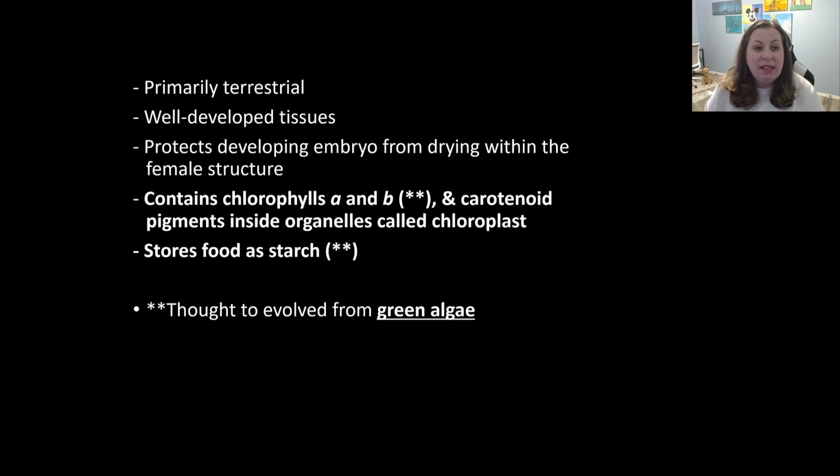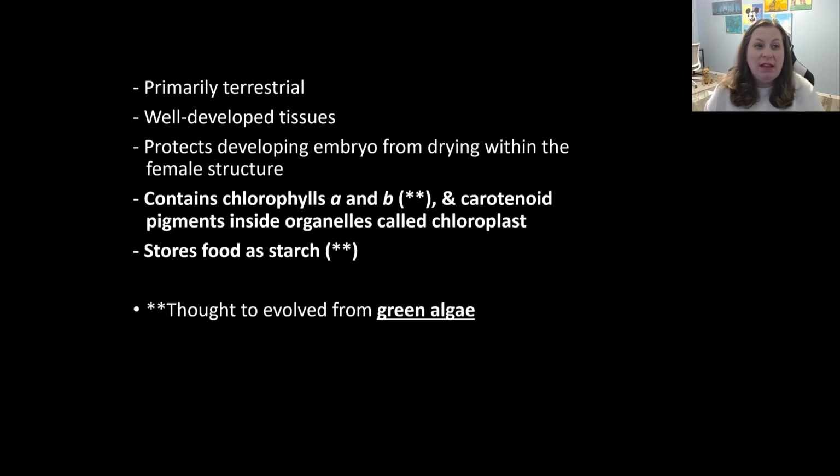We also see that they contain chlorophyll. Chlorophyll is a chemical, and it has chlorophylls A and B. Those are going to be the chemicals that make a plant appear green. They also are going to help with photosynthesis. We see that they do contain also another pigment called carotenoids. These are going to be more of an orange or red pigment, but these guys are going to be found inside of that special organelle called the chloroplast. So chloroplasts are going to contain these pigments, and they are going to be responsible in absorbing sunlight for photosynthesis.